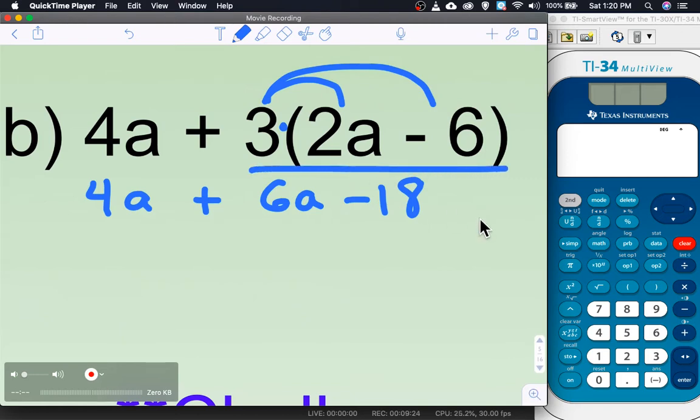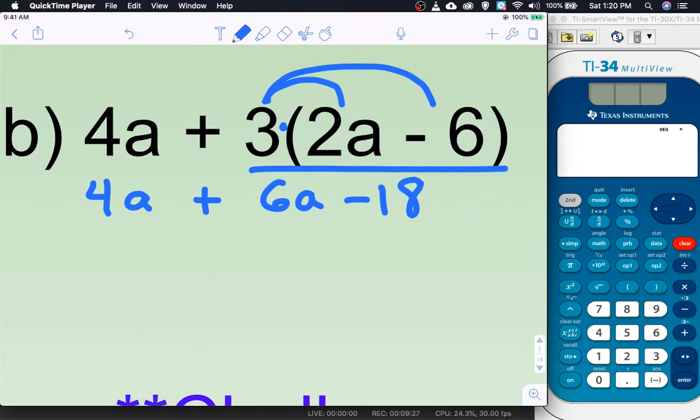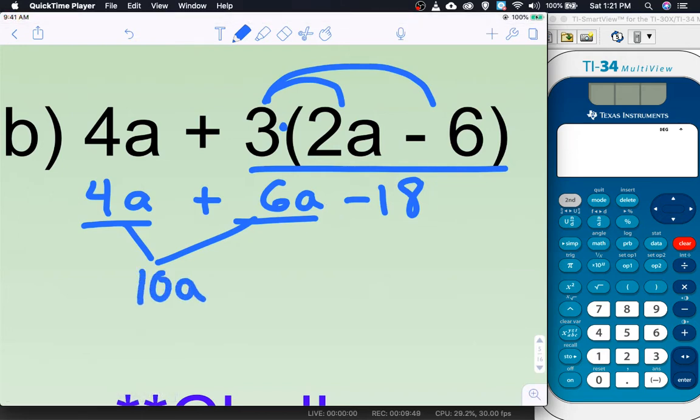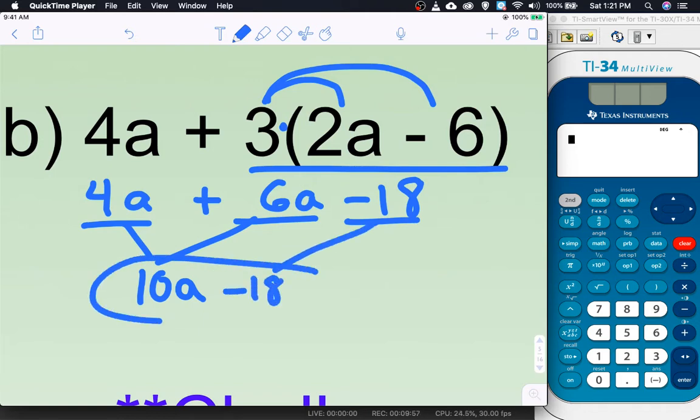So I did this math in my first step. I'm simplifying. My second step of simplifying is to combine like terms. I'm looking to see, is there anything with the same exact variables I can combine together? And there are. This 4a and this 6a can be combined together. They are both positive. So 4a plus 6a is 10a. My negative 18 does not have anybody, so he just comes along for the ride. There is my completely simplified expression. 10a minus 18.